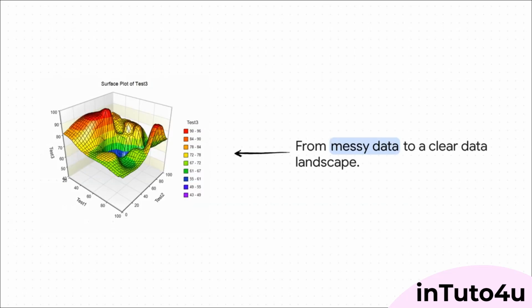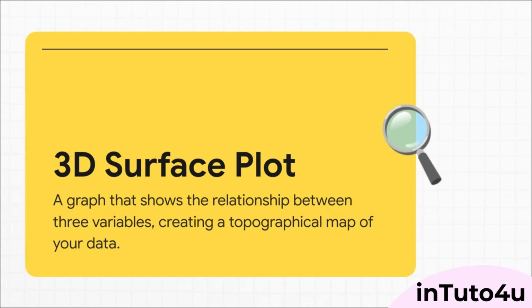But what if we could take that mess of numbers and turn it into this, an intuitive visual landscape? This is the magic of the 3D surface plot. It literally sculpts your data into a story you can understand just by looking at it. So what exactly is it? Simply put, a 3D surface plot is a graph that shows how three variables relate to each other. And the best way to think about it is like a topographical map for your data. The peaks are the high values, the valleys are the low ones.